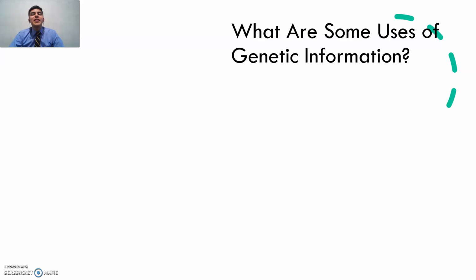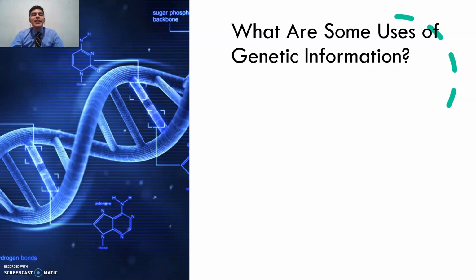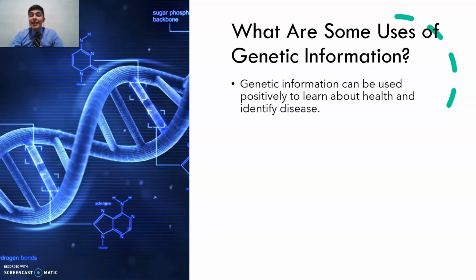And what are some uses of genetic information? So genetic information is always going to be found in the DNA. And our technology has advanced a lot in the last couple of years, so our understanding of DNA has increased a lot, and scientists have been able to use it in many different ways. So genetic information can be used positively to learn about health and identify disease.